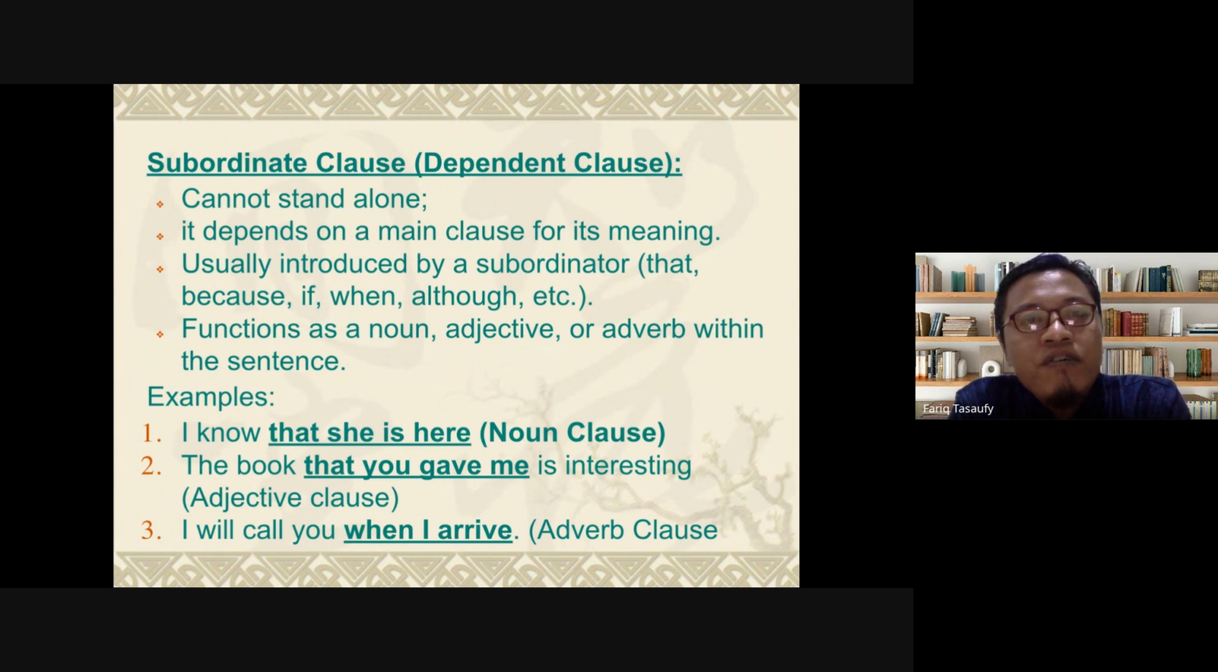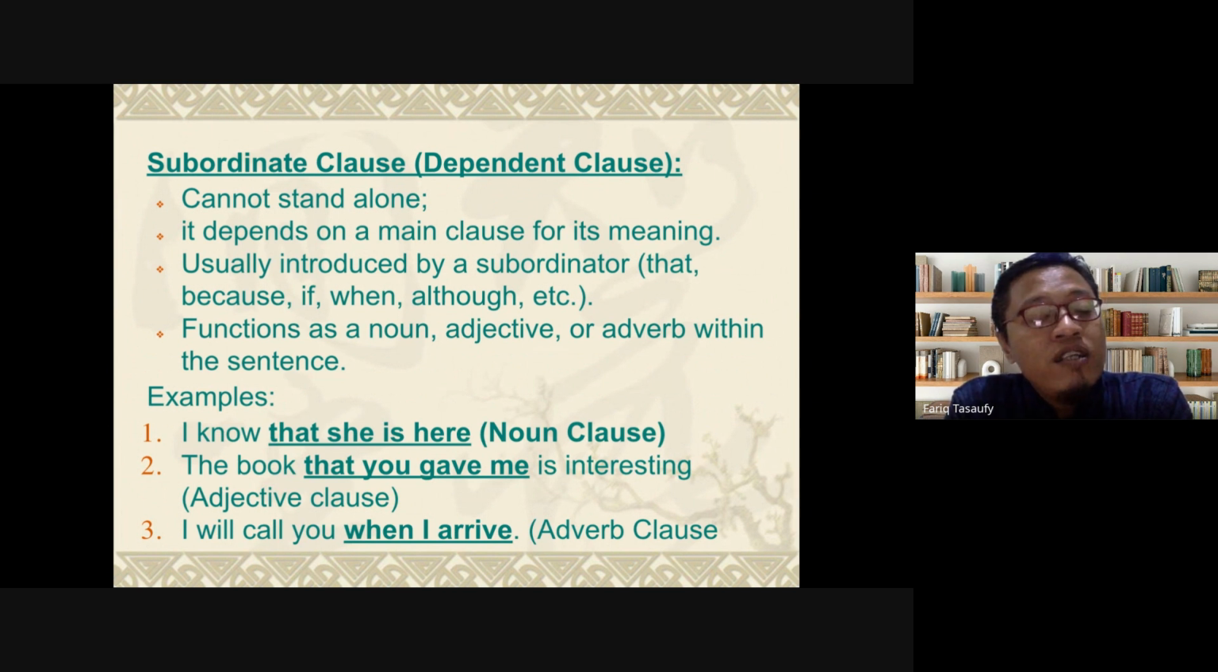This type of clause cannot stand alone, such as in morphology, where we know there is a bound morpheme, which is very dependent on the free morpheme. Because we discussed morphology in previous weeks, maybe it is still in your mind that there is this kind of phenomenon in which a unit is dependent on others. So a subordinate clause is a dependent clause; it cannot stand alone, and it depends on the main clause for its meaning.